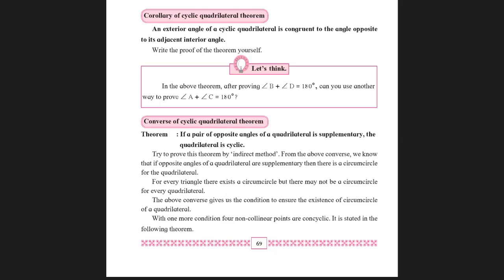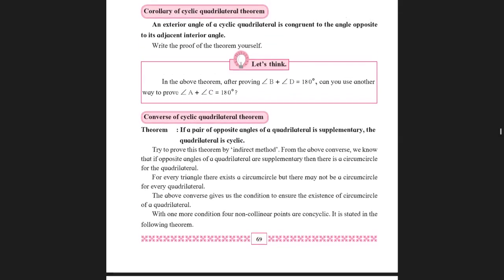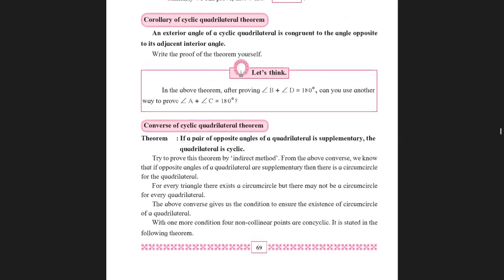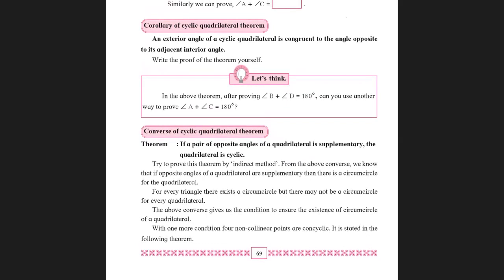If you're able to understand, please draw the figure and try to write the proof. If not, I will explain to you in the next session, when we begin with the exercise, how to do this. Okay. So that's your corollary. Try to write the proof. In case you are unable to do it, I'll explain to you in the next session.